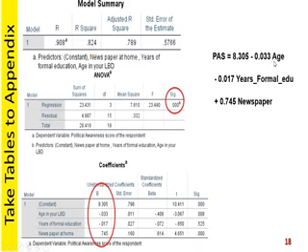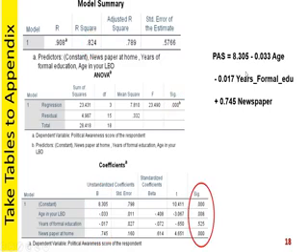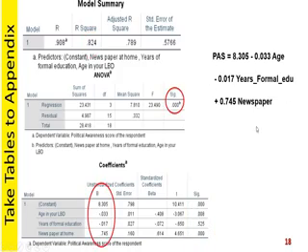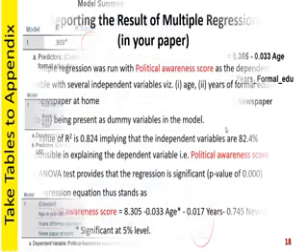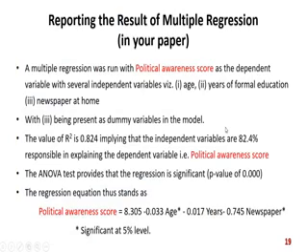This is the partial regression coefficient associated with age. This is the partial regression coefficient associated with years of formal education. This is the partial regression coefficient associated with newspaper, and in total we get this equation. Now, how to report this result?